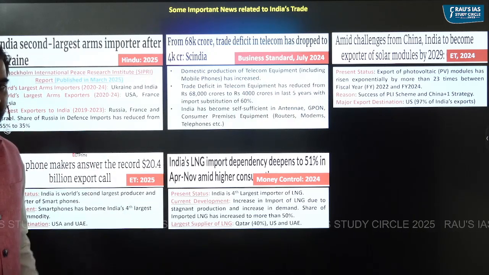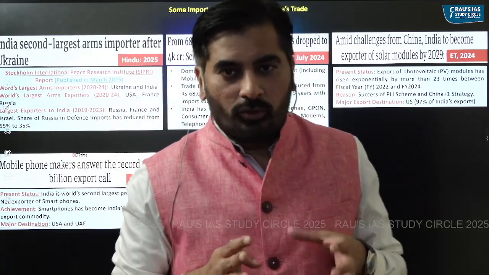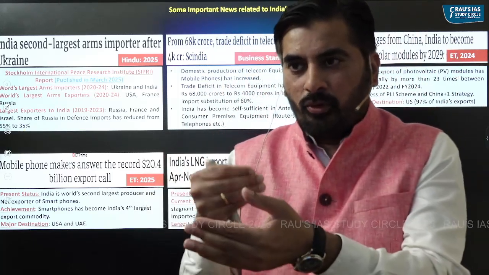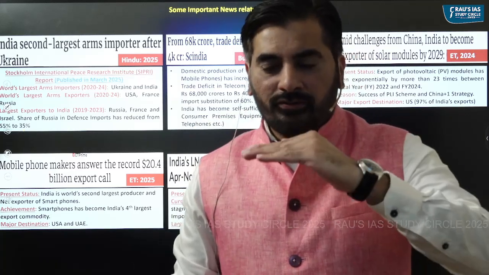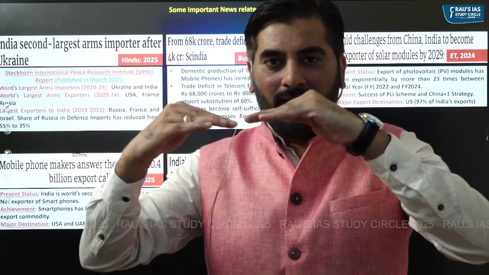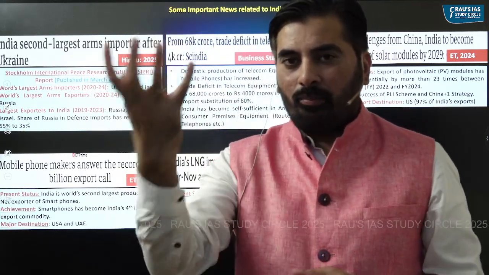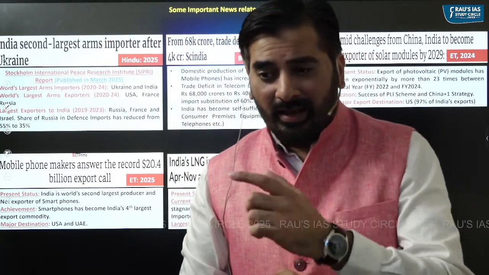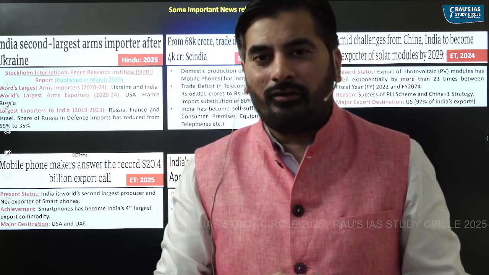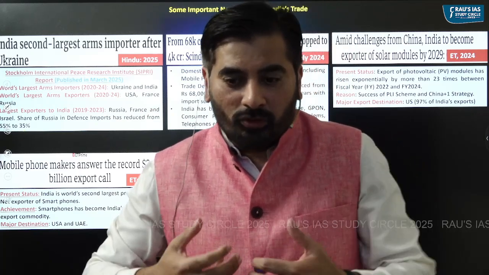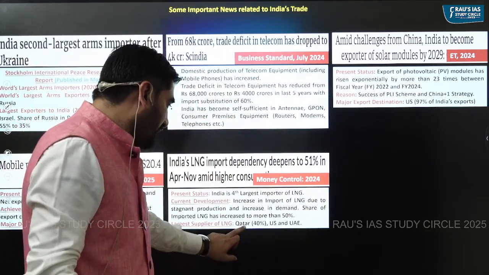The next one is with respect to LNG, liquefied natural gas. India imports almost 85% of its crude oil requirement. In the same way, India also imports liquefied natural gas. But what has happened in the past few years is that the production of liquefied natural gas has stagnated, but the demand for LNG has increased. So there's a demand-supply mismatch. So what India has been doing is importing more liquefied natural gas. Last year, the import of liquefied natural gas increased to 51% of our domestic natural gas requirement. So more than half of our natural gas requirement we are importing. That's a current development. And most of the natural gas we are importing is from Qatar.